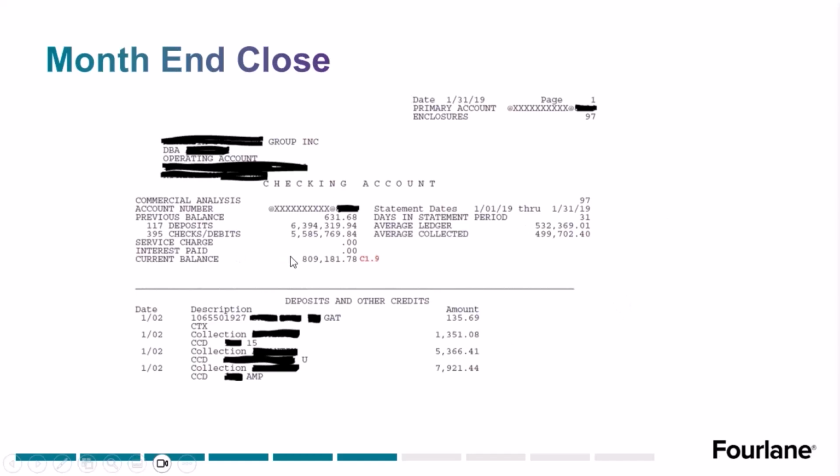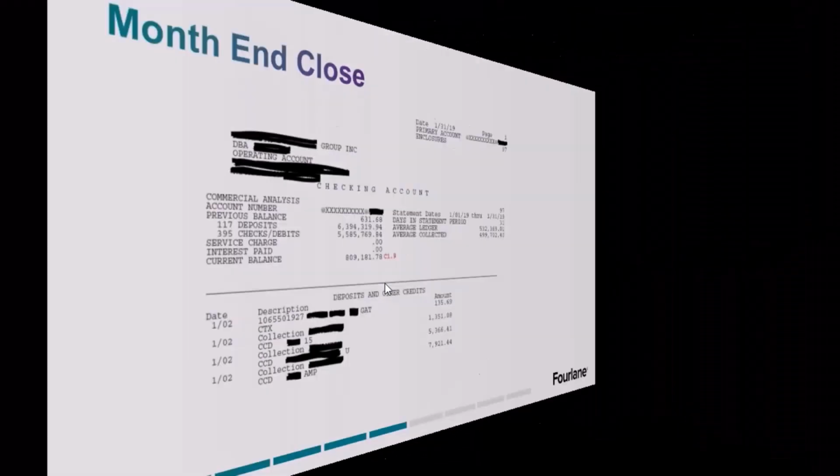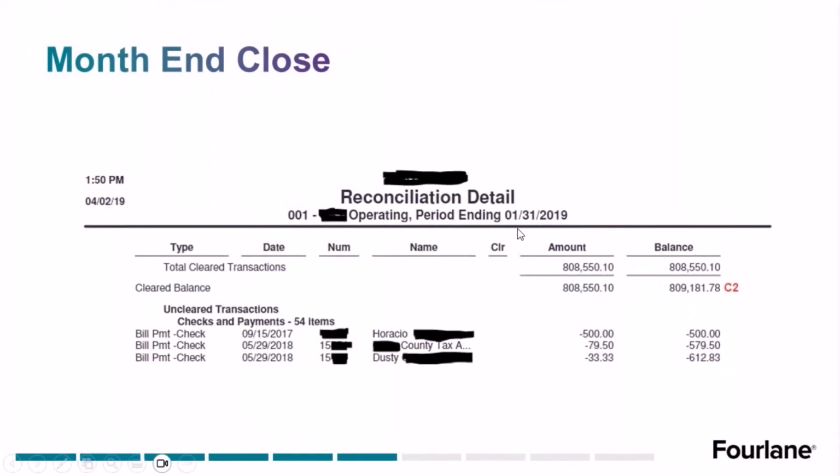Same thing. So in here you can see I have my current balance in the cash account, 809,181. That's what the bank says, and then I tie that back also to my reconciliation. Okay, so cross-referencing so that everything is substantiated. Here's some examples of uncleared checks. This is in 2019. I have an uncleared check from 2017. It might be time to write that off.